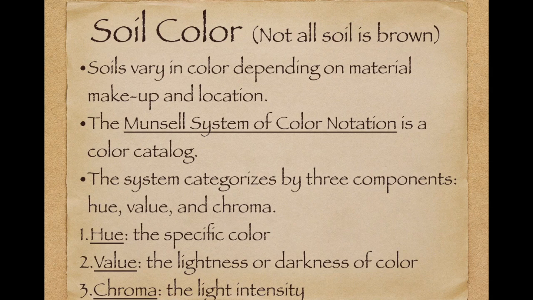Now, scientists will primarily use the Munsell system of color notation, and this is a color catalog which helps them identify the mineral and the material makeup of the soil. And this is going to show hue or specific color. This is also going to show value, which is lightness or darkness of the color. And then chroma, which is light intensity. Let me show you a picture.